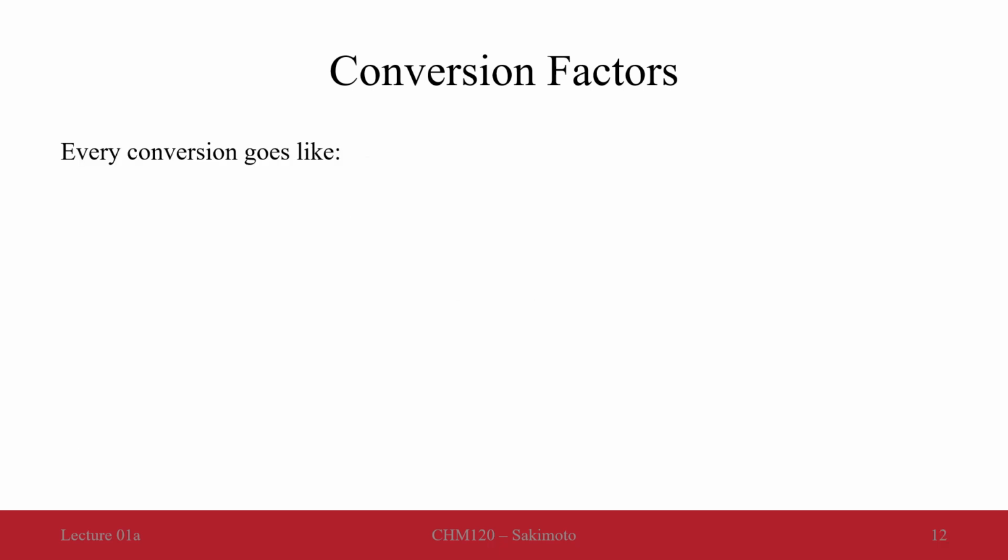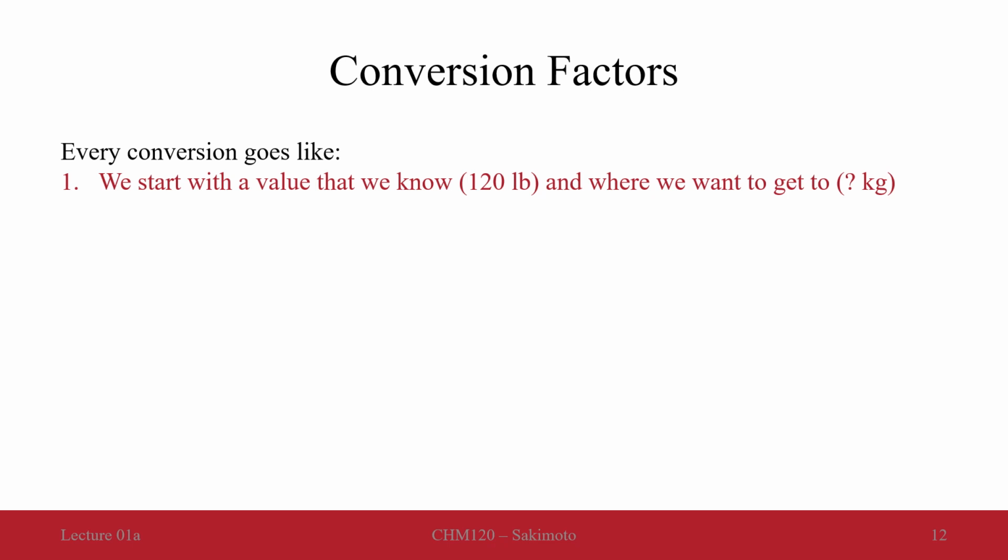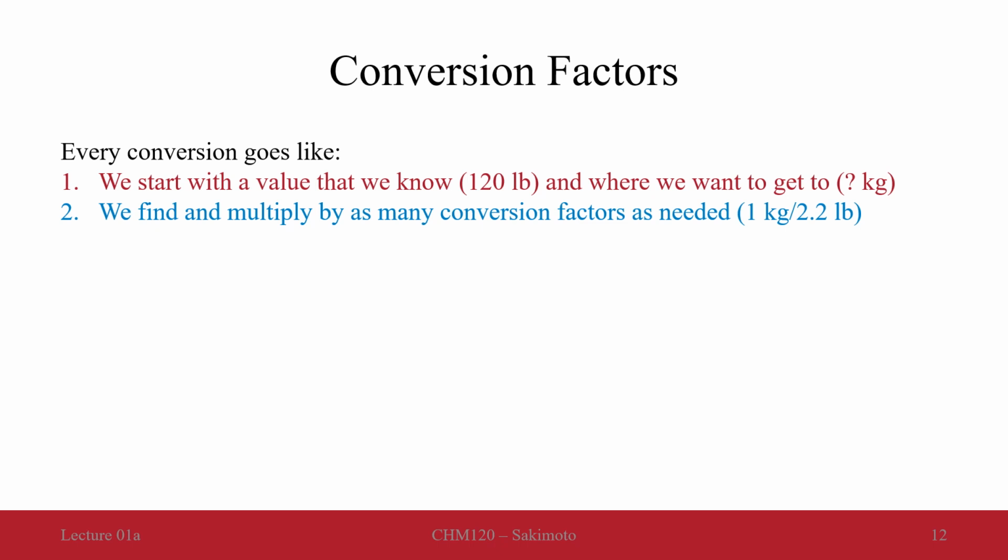To convert between a starting unit, maybe something we measure like the weight in pounds, to a unit we care about, the weight in kilograms, most conversions go like this. We start with the value we know, in this case something we measured, 120 pounds, and we write down where we want to get to. In this case, we want to convert it to kilograms.